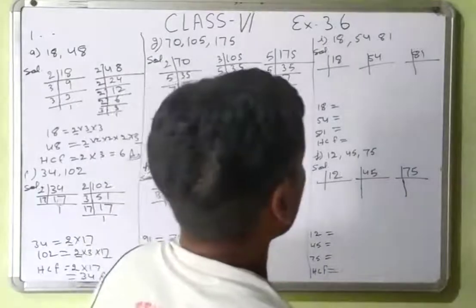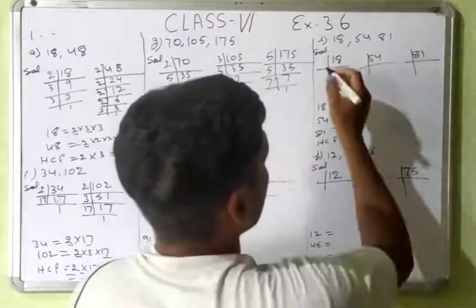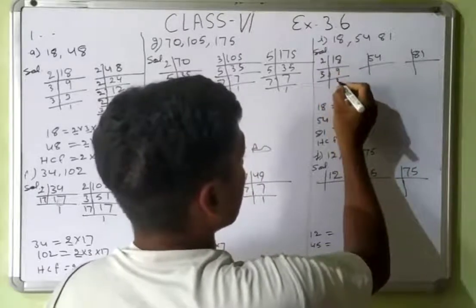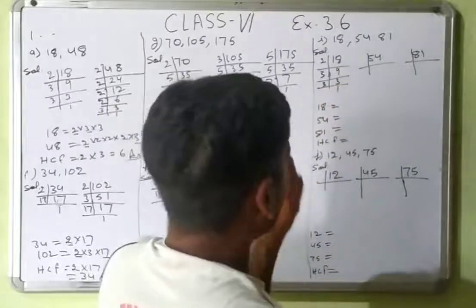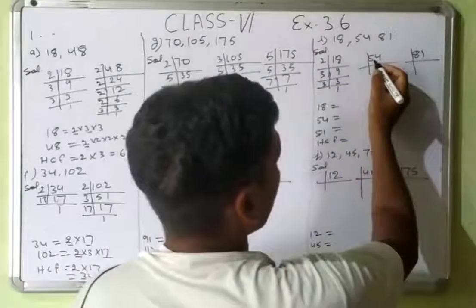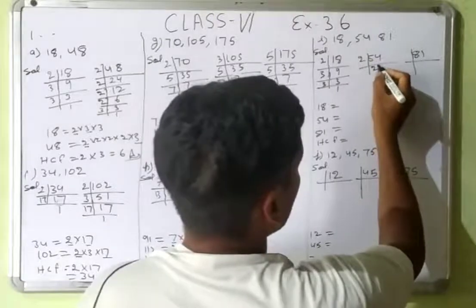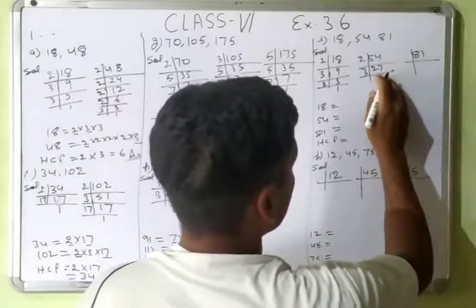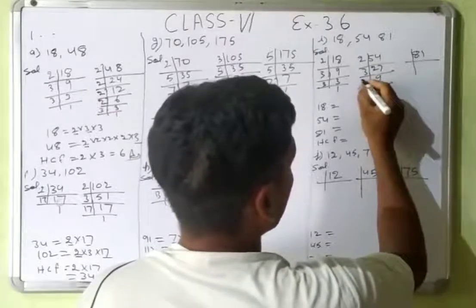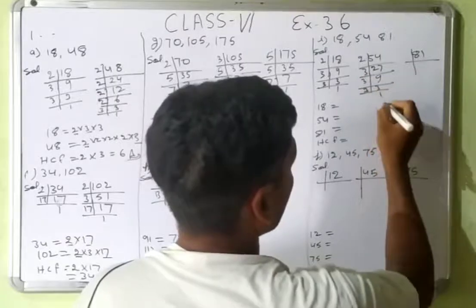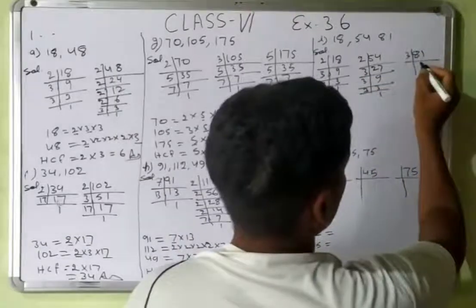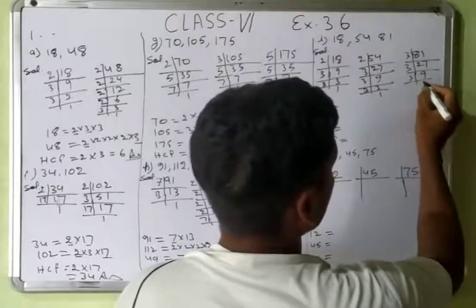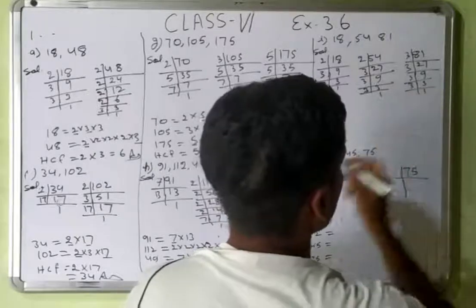Now I part: 18, 54, 81. So 18 divided by 2: 2 nines are 18, 9 divided by 3, 3 threes are 9, and then 3 ones are 3. 54 divided by 2: 2 twenty-sevens are 54, 27 divided by 3, 3 nines are 27, that is 9, and then 3 threes are 9, and 3 ones are 3. 81 divided by 3: 3 twenty-sevens are 81, 3 nines are 27, 3 threes are 9, 3 ones are 3.